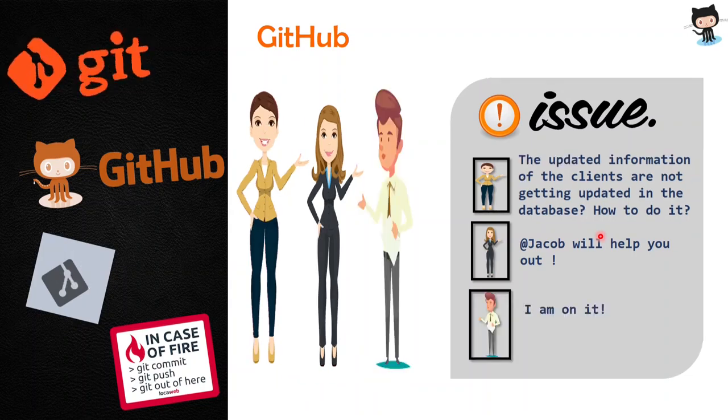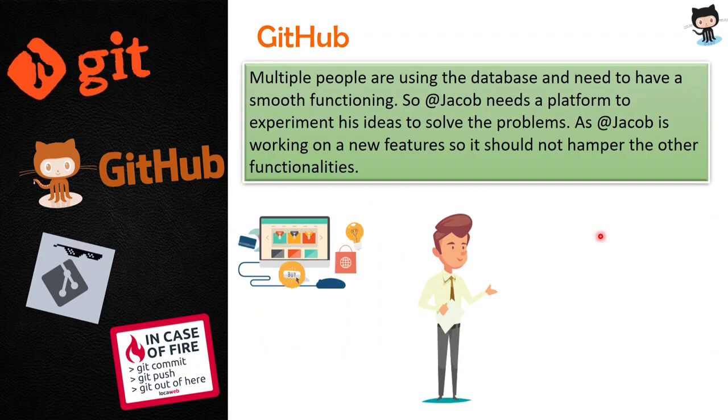Why? Because Jacob is an expert in databases. Jacob sees this and he says, "I am on it." Okay, so basically Jacob is working on the issue that was created by Bella. But there is a problem over here.